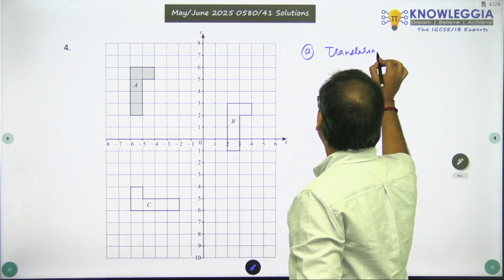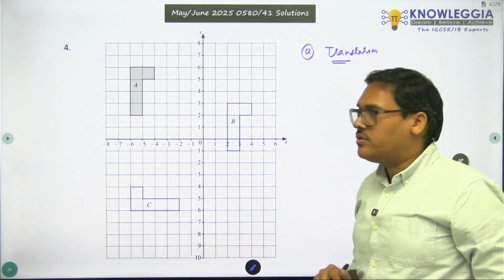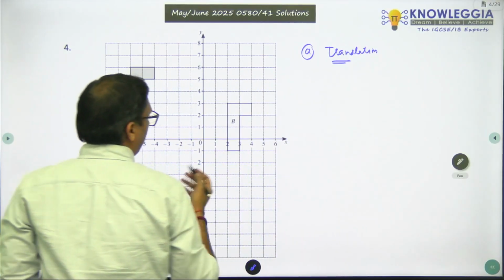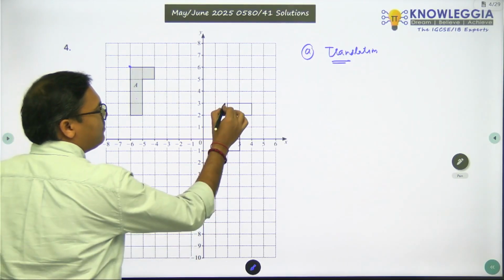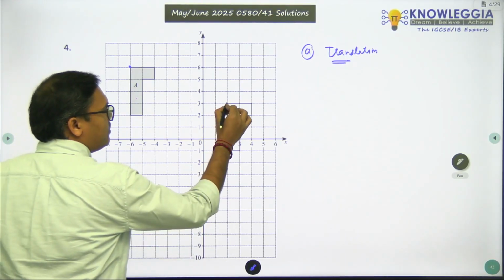But when you are writing a translation, you have to write along which vector. You can take any point here. For example, if I take this point and move it to this point, you can see what this translation is.